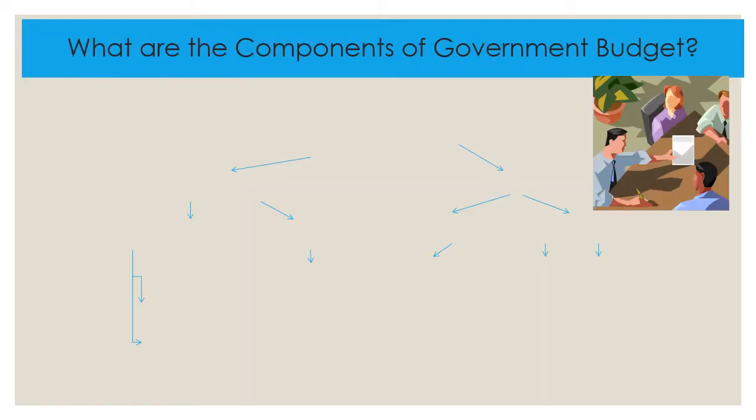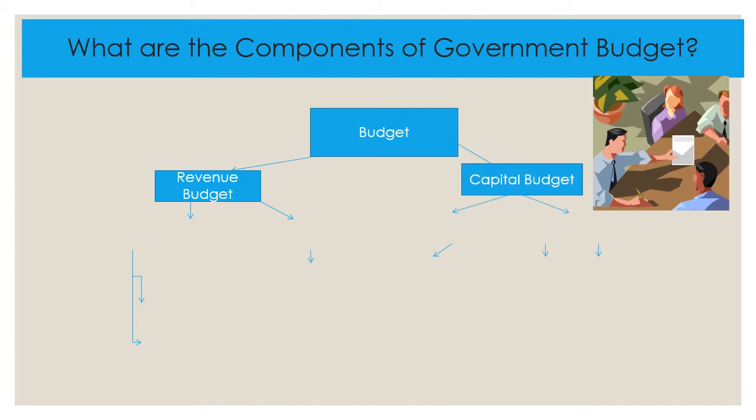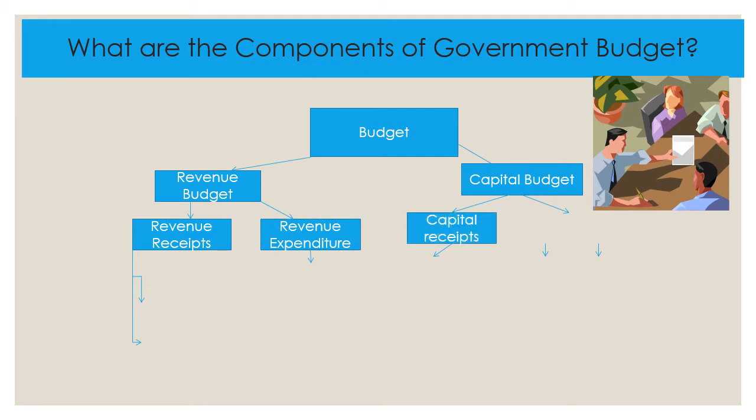What are the components of the government budget? The government budget is divided into two components broadly, one being revenue budget or revenue account and the other capital budget or capital account. The revenue budget in turn is divided into revenue receipts and revenue expenditure, and the capital budget is divided into capital receipts and capital expenditure.